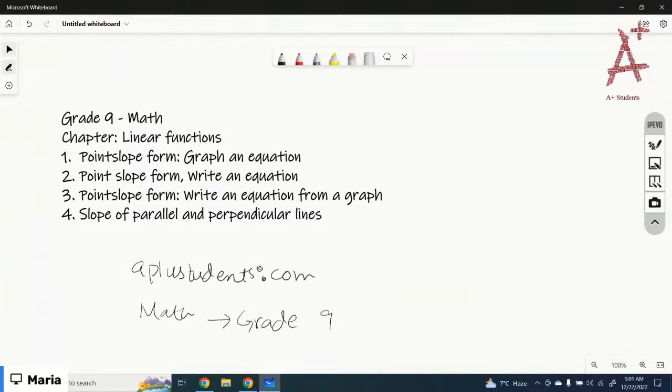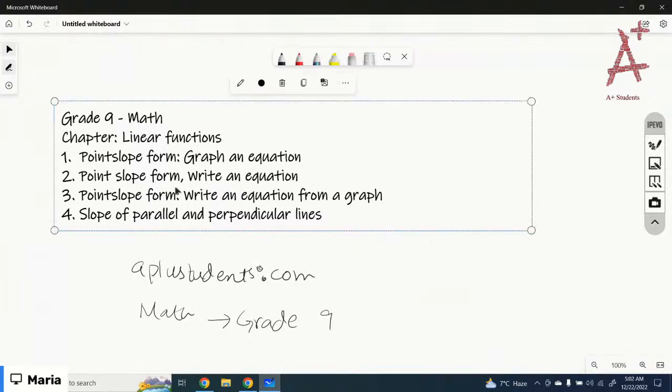So we're going to start with the chapter linear function. The lessons we're going to cover today are point slope form graph and equation, point slope form write an equation, point slope form write an equation from a graph, slope of parallel and perpendicular lines. Got it? So please make sure you have your notebook and pencil so that you can note down the important examples and definitions as well. Got it? So let's just start with the first example, that is point slope form graph and equation. Got it? So let me just write down the lesson name, then we'll start.